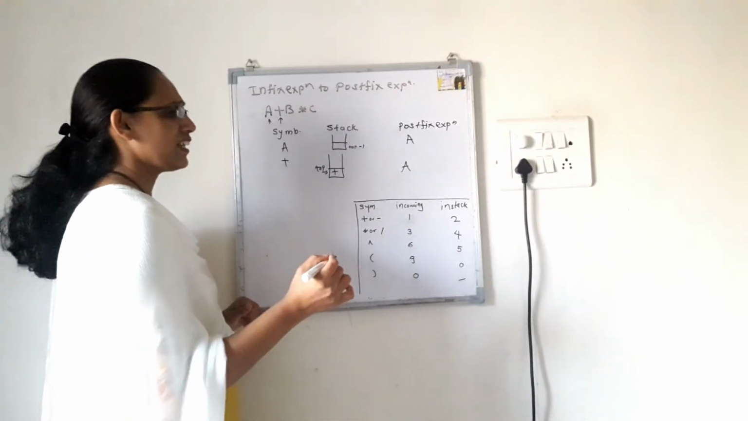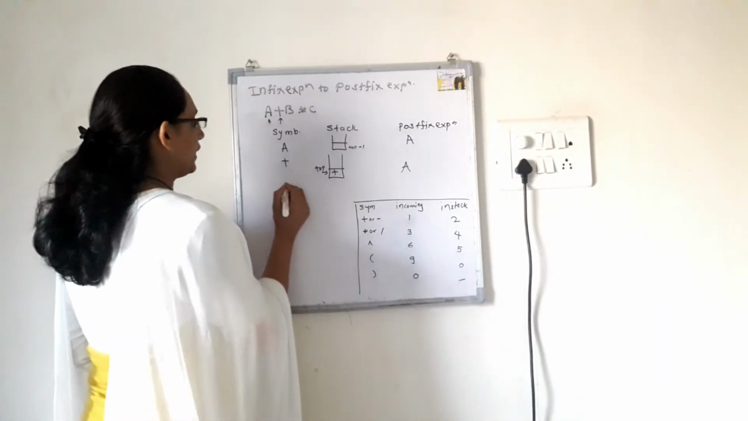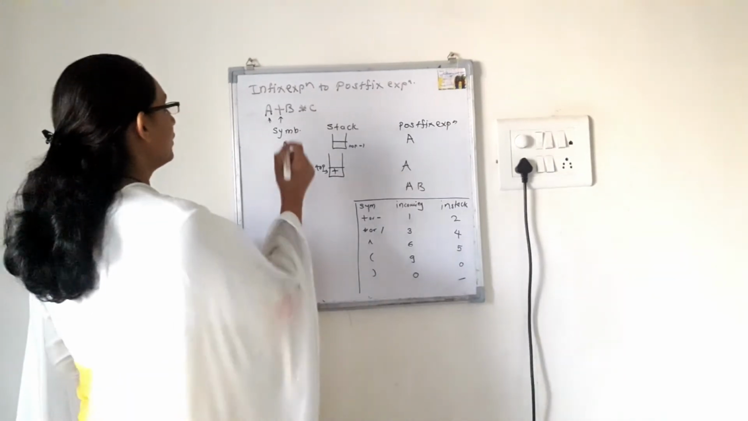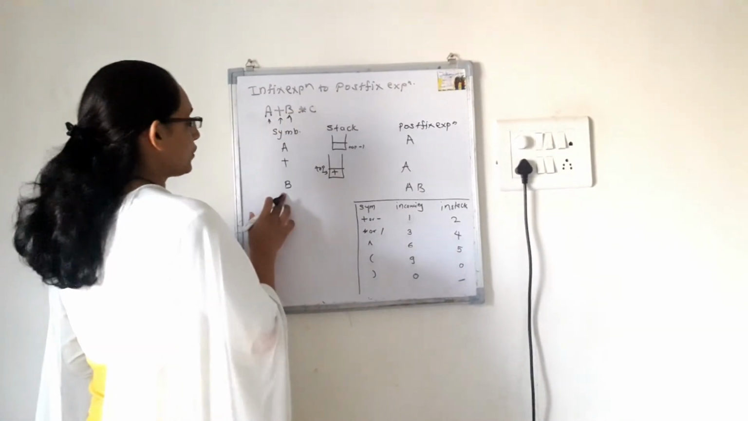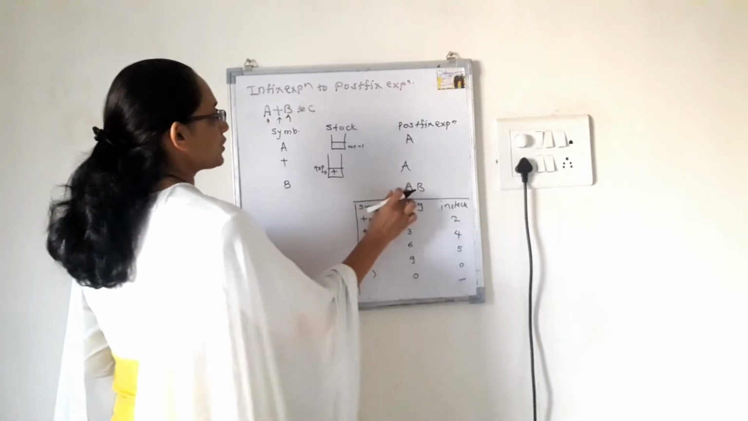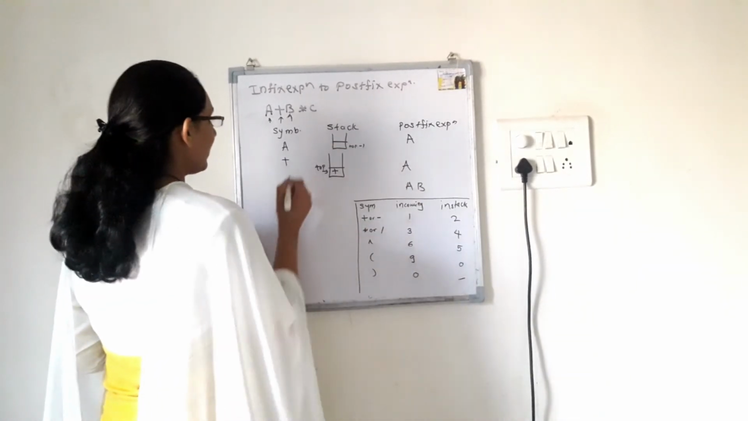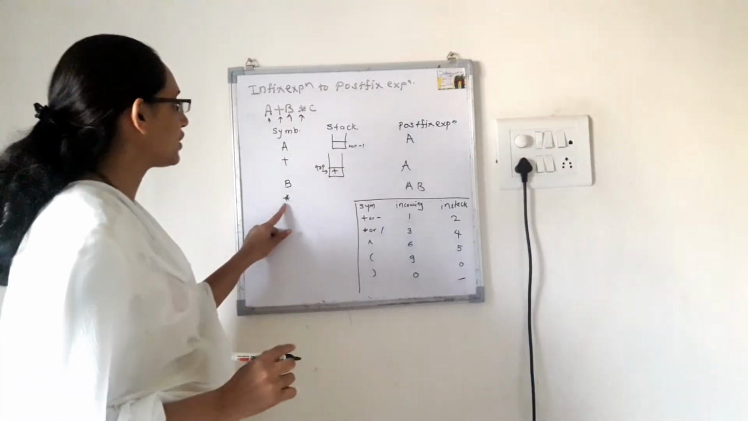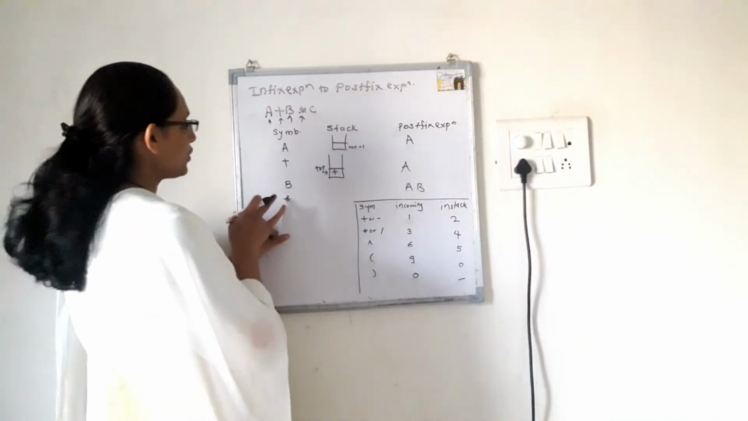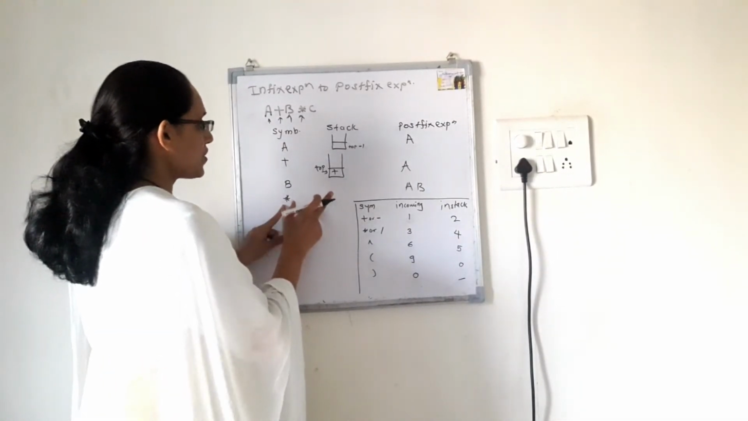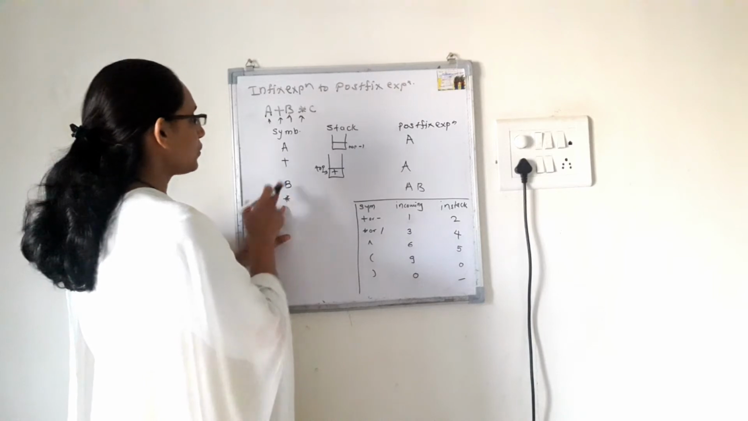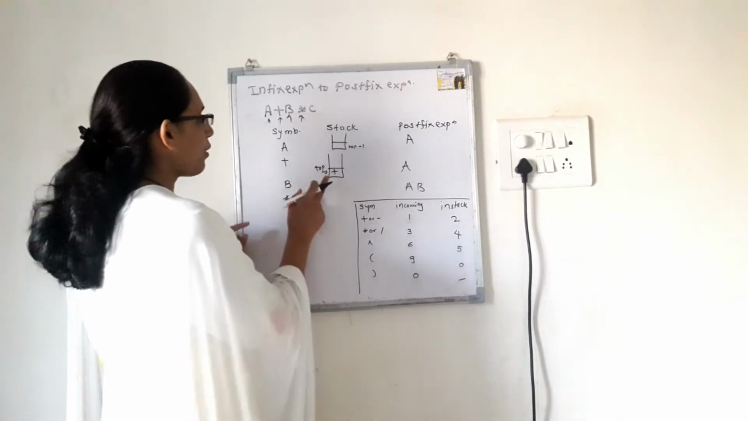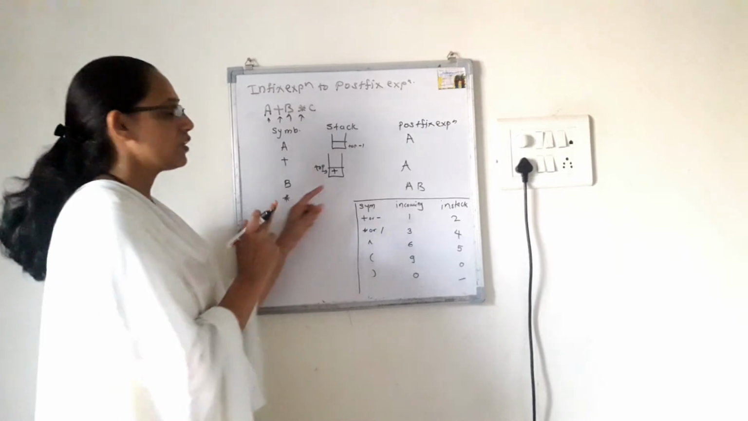Then the next is B. Is B an operator or an operand? B is an operand, so we put it into the postfix expression. Then the next symbol is multiplication. Multiplication is an operator, so we are going to push it into the stack. But before pushing it into the stack, check the top stack operator. The top stack operator is plus.